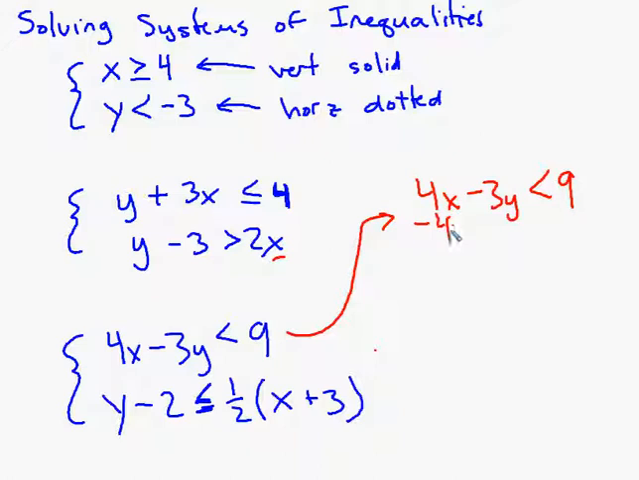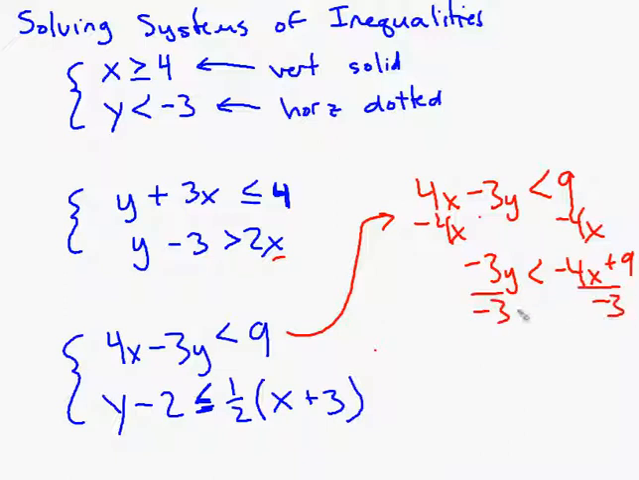So I subtract my 4x, no problems. Copy that negative 3y down. I get negative 4x plus 9. And then what do I need to do? Divide by negative 3. I need to remember not only to divide everything by negative 3, but also to flip that inequality. And a negative divided by a negative is a positive, and 9 divided by negative 3 is negative 3. So that gives me my first line.